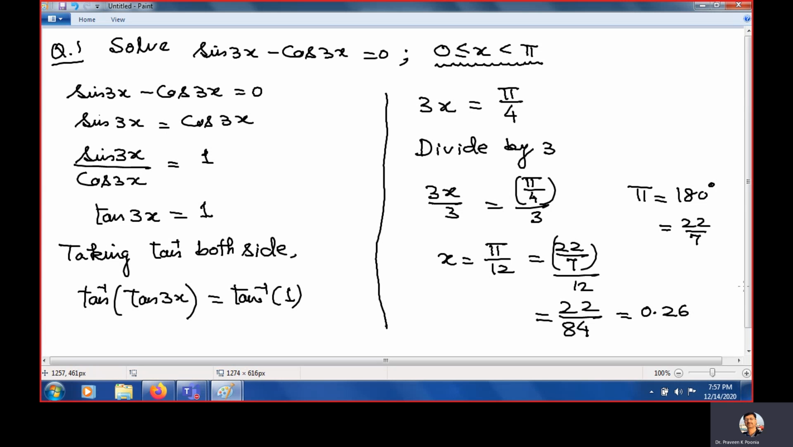Clear? You can use calculator. So the value of x is 0.26. Clear? But if you want to see whether this is the right solution or not, it is pi upon 12. And pi upon 12 lies in this interval 0 to pi, because pi upon 12 is positive, so greater than 0, and it is less than pi because we are dividing the value, so it is small, so it is the correct solution.